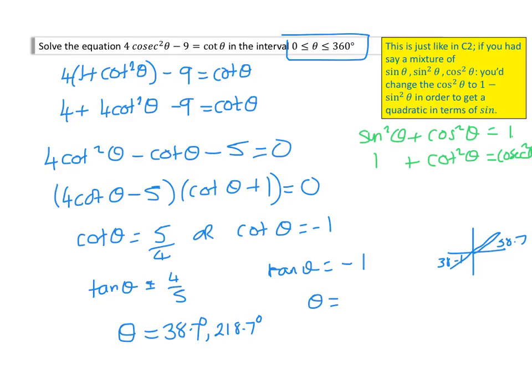And tan theta equals -1 will be in those 2 quadrants. So that'll be 45 degrees is the acute angle. So my 2 angles will be 135 degrees and 315. And there we are, we've found all the angles within the given range. So make sure you find them all. Think in terms of the graph or your CAST diagram.